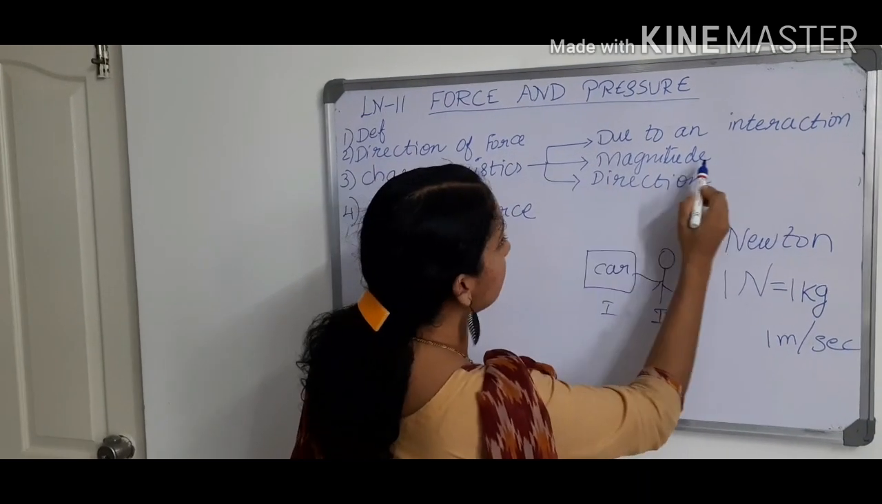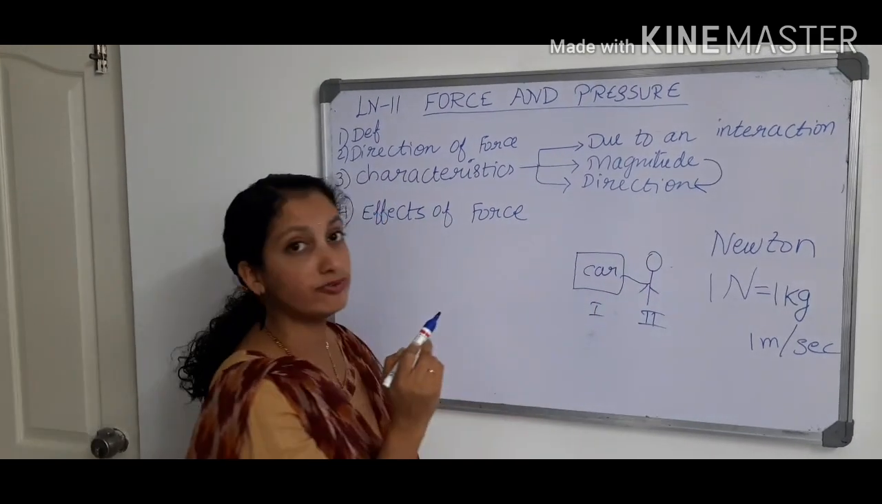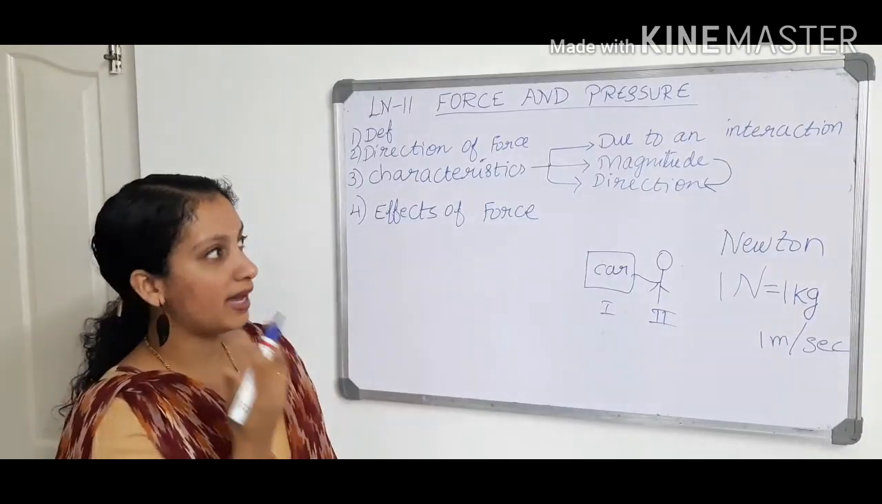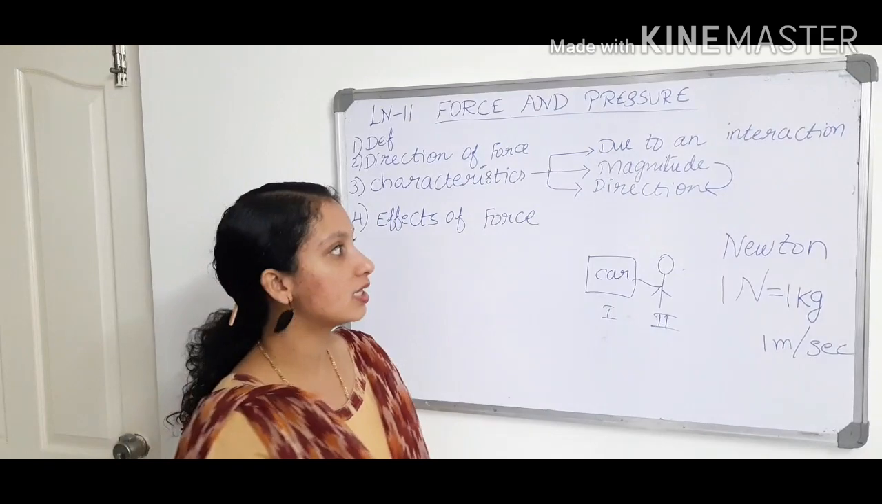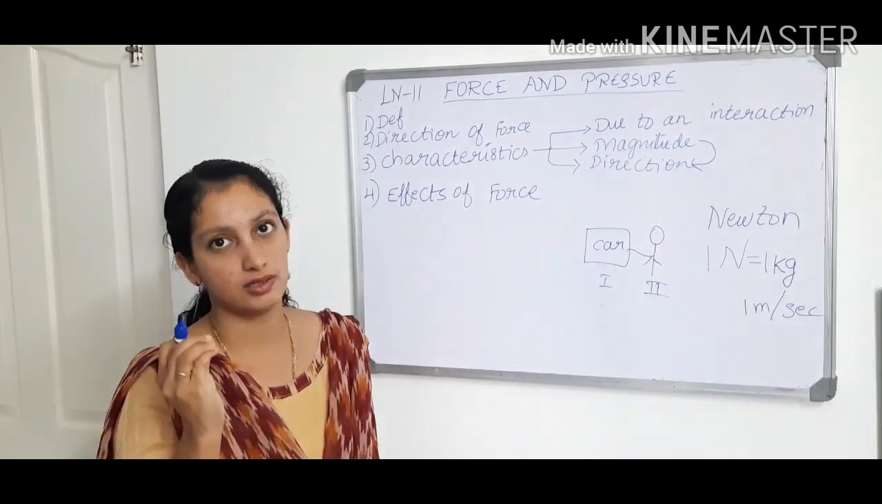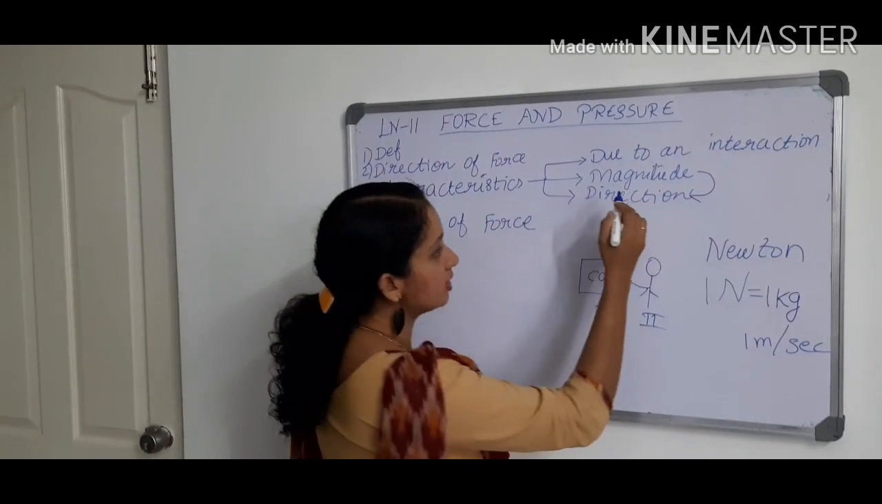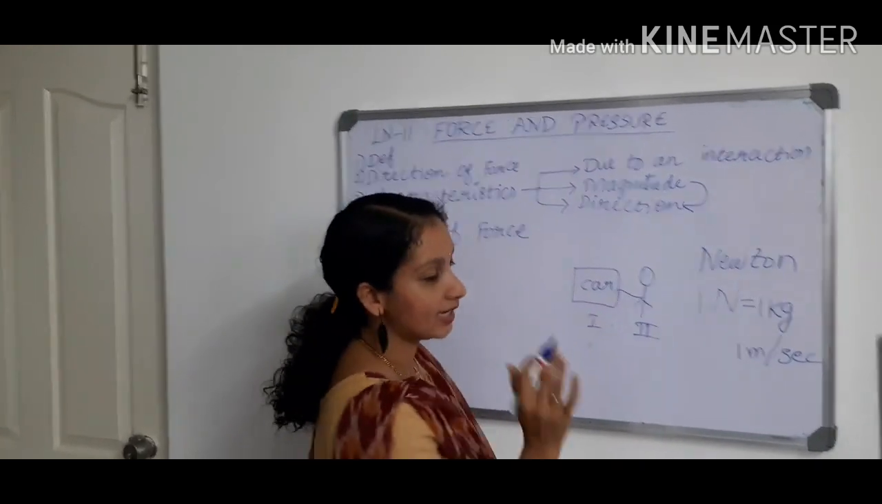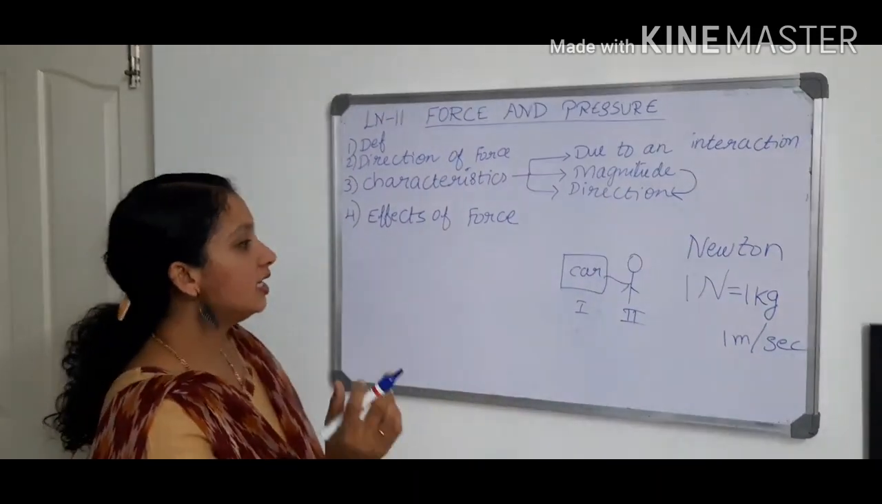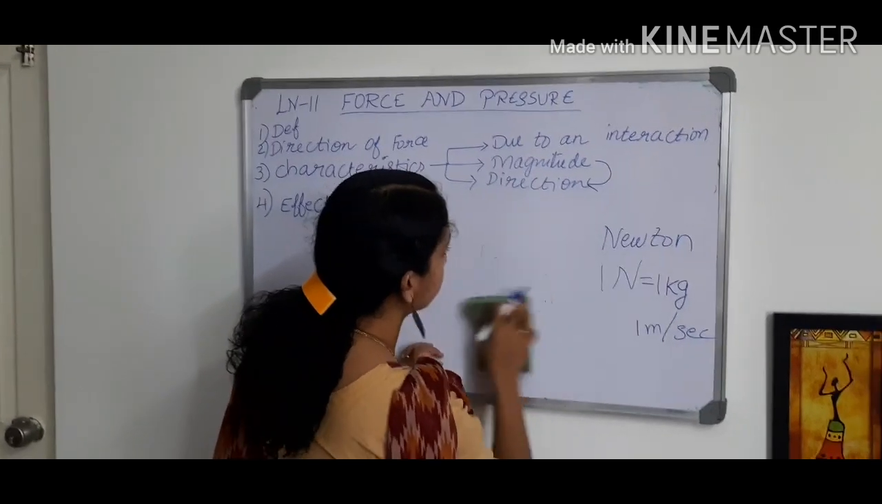So this magnitude is always related with the direction of the movement. Magnitude means the strength of the force, and direction means which direction you are applying the force and making it move. So this magnitude is always related with the direction of the force applied. I will show you some examples for this.